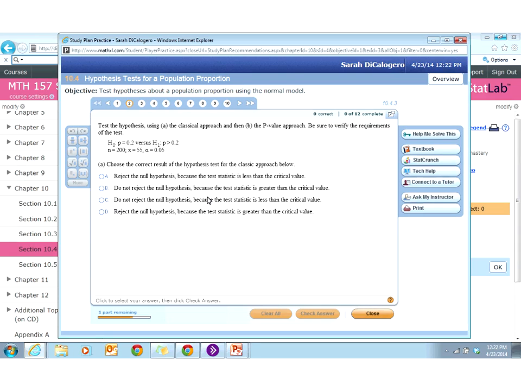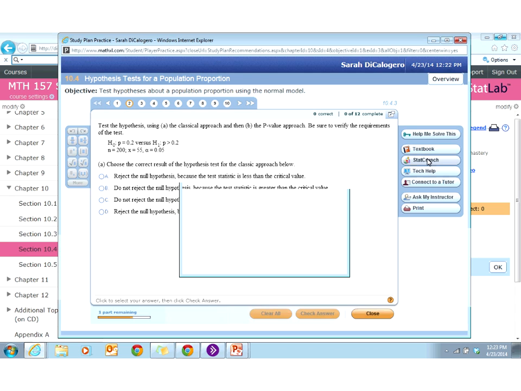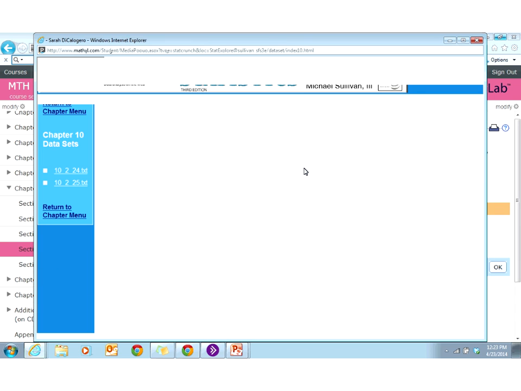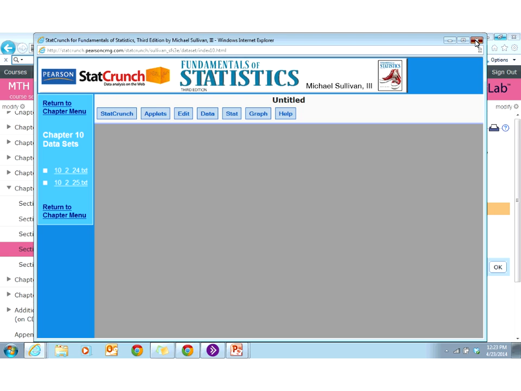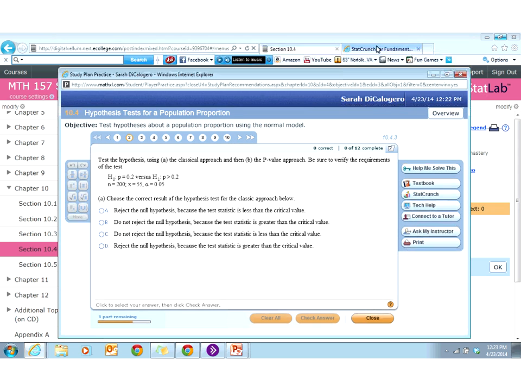Okay. H0 is P equals 0.2 versus the alternative that P is greater than 0.2. N is equal to 200. X is 55 and alpha is 0.05. So the first thing we need is our Z of alpha. It's a right tail test, so if we go into StatCrunch, and I'm hoping it's going to open. No, this version of StatCrunch is not opening. Okay, so we're going to go back to StatCrunch in this window.